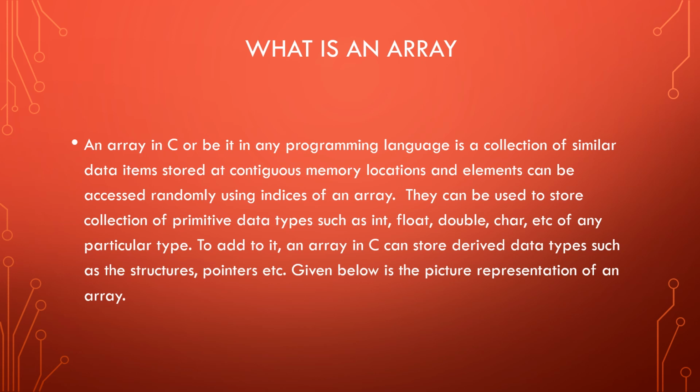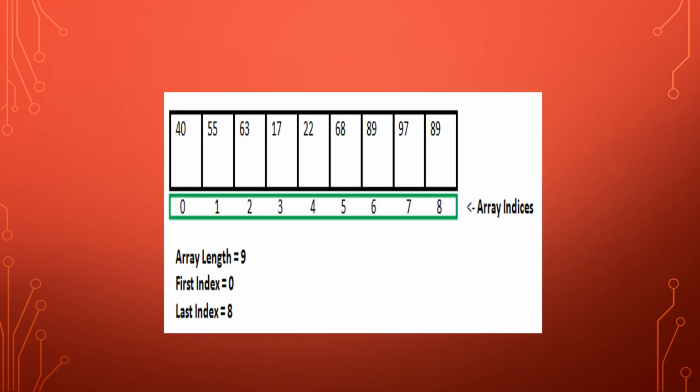Arrays can be used to store a collection of primitive data types such as int, float, double, char, etc. of any particular type. In addition, an array in C can store derived data types such as structures, pointers, etc. Given below is the picture representation of an array. An array is a block of memory. Each block contains the desired type which is stored in the array.